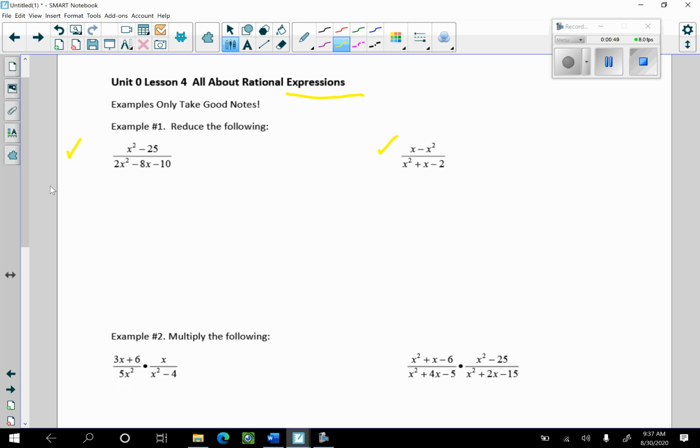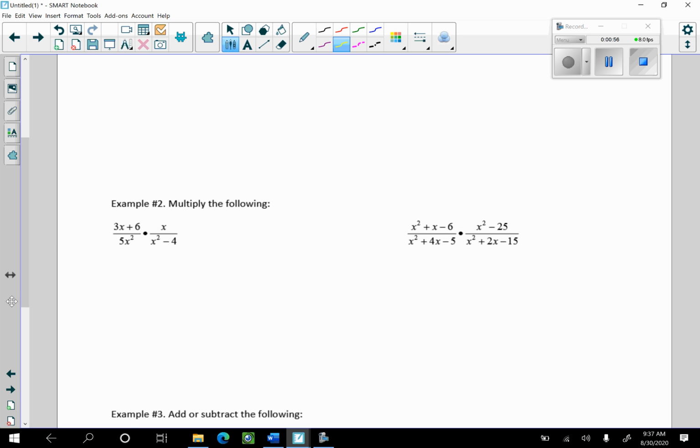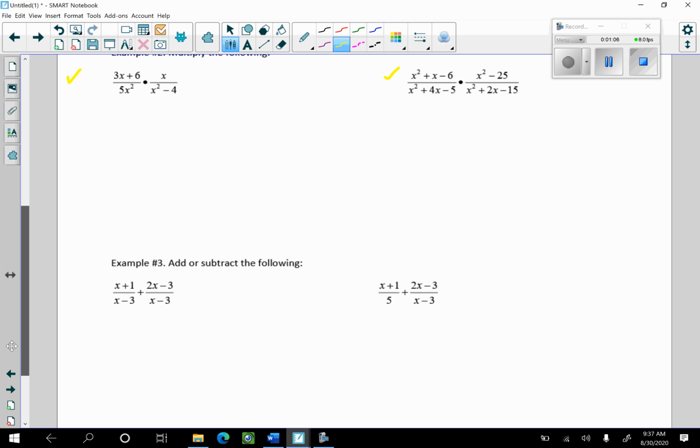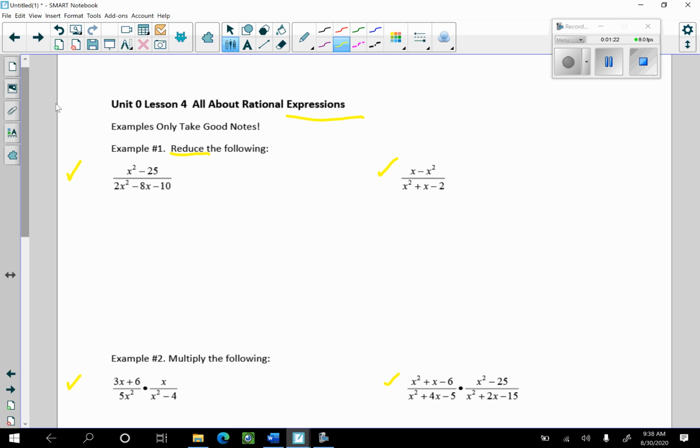And so here we're just simply reducing these two guys. Here, on example 2, it looks like we're multiplying these two fractions. I'm going to show you the appropriate method for multiplying these two fractions. And then we're going to end this lesson with adding two rational expressions. And I think the other part of this is going to be the same idea of either simplifying, multiplying, or adding rational expressions.